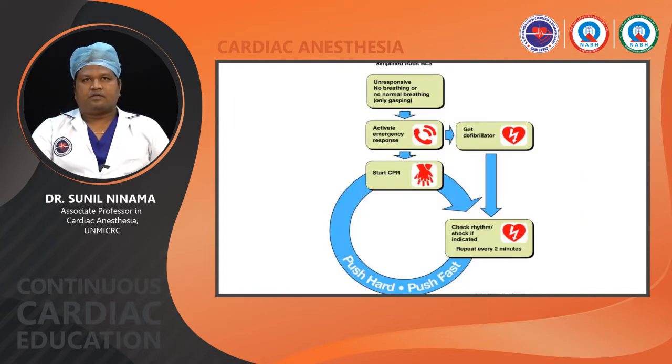This is the simplified adult basic life support algorithm, which suggests that if the patient is unresponsive, not breathing or has no normal breathing, only gasping, you have to activate the emergency response team, and then start CPR. You have to get the defibrillator and check the rhythm, either shockable or non-shockable. If shockable, give the shock and repeat CPR every 2 minutes. Give CPR with the push hard and push fast method.